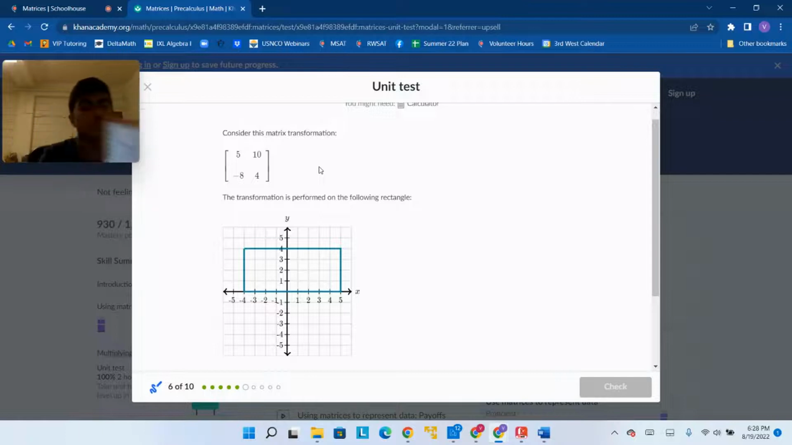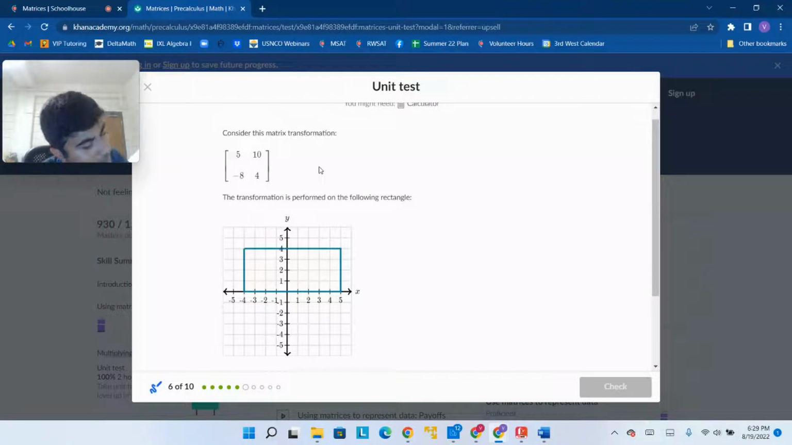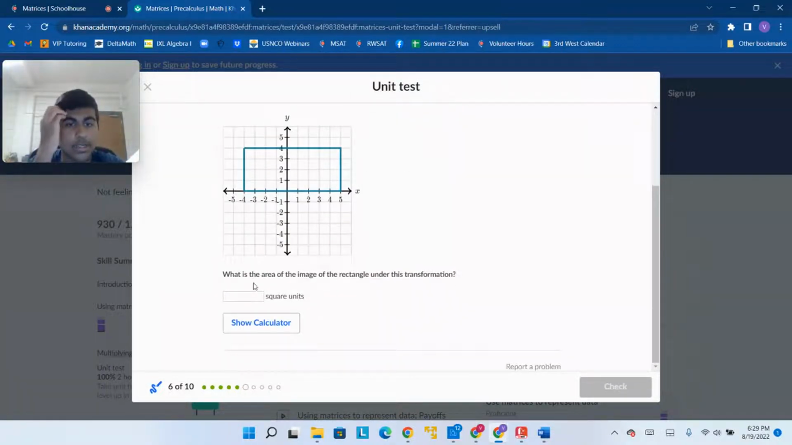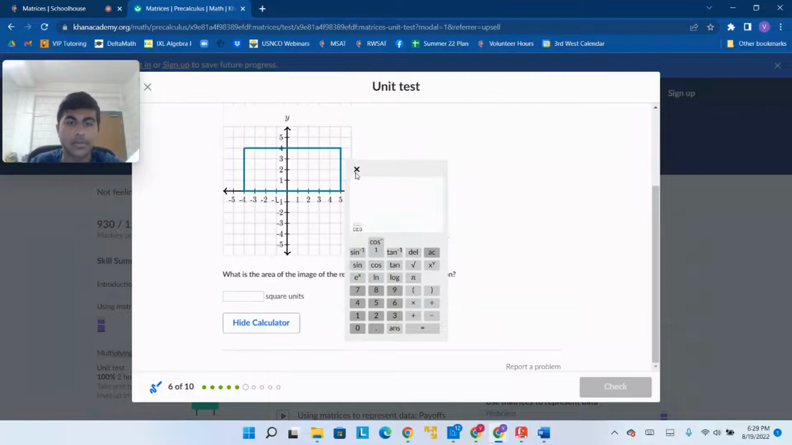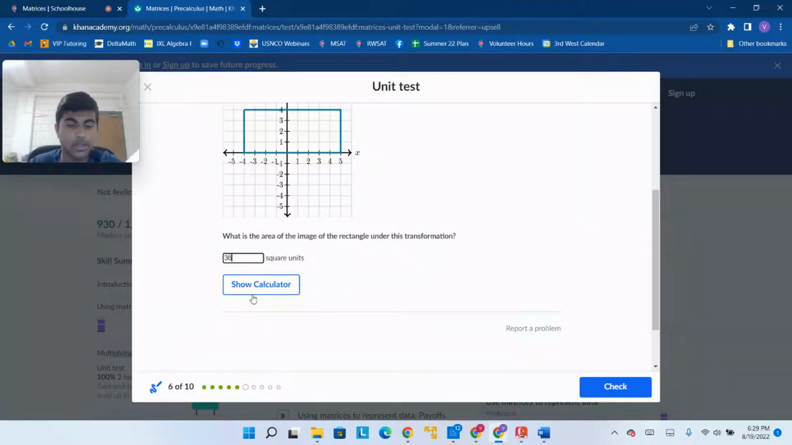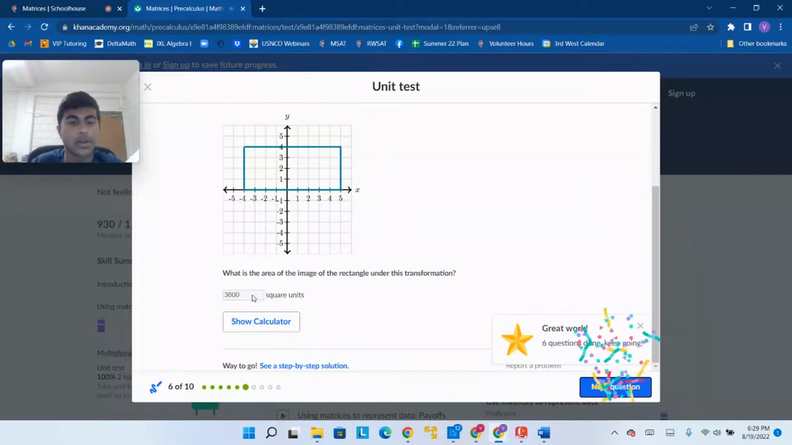that I wrote down. Now, the determinant here, since we have a matrix 5, 10, negative 8, 4, is going to be 20 minus negative 80, or 100. And now we multiply this 36 that we had by the determinant, and we get 3600. And that is our new area. Alright, that is the area of the new rectangle. So 3600. Let's keep going.